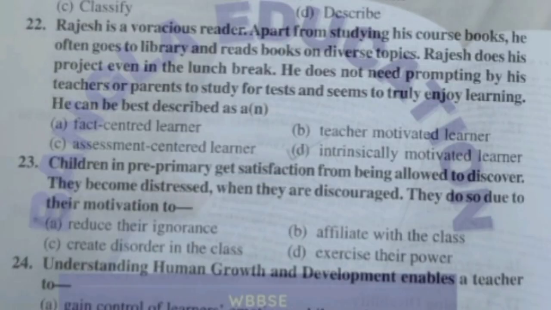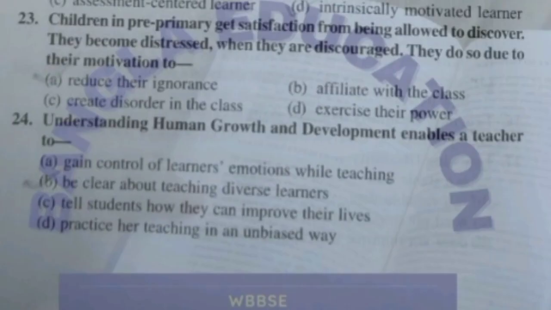Next question is 22. Rajesh is a voracious reader. Apart from studying his course books, he often goes to library and reads books on diverse topics. Rajesh does his project even in the lunch break. He does not need prompting by his teachers or parents to study for tests and seems to truly enjoy learning. He can be best described as an option A, fact centered learner. Option B, teacher motivated learner. Option C, assessment centered learner. And option D, intrinsically motivated learner. So correct answer is D, intrinsically motivated learner.